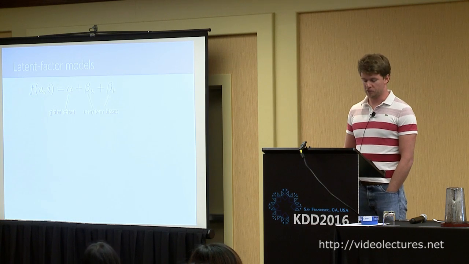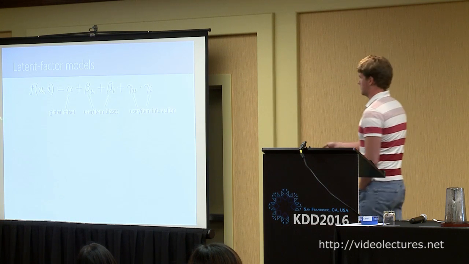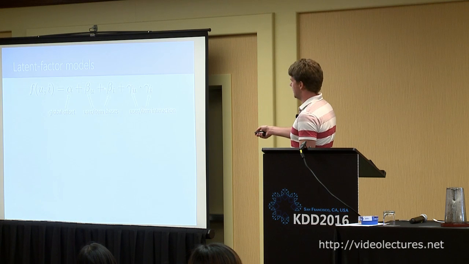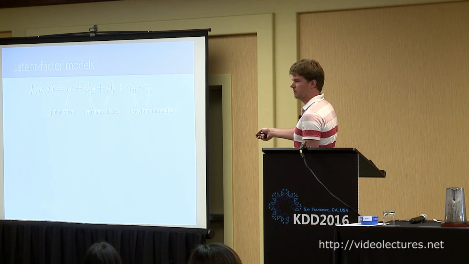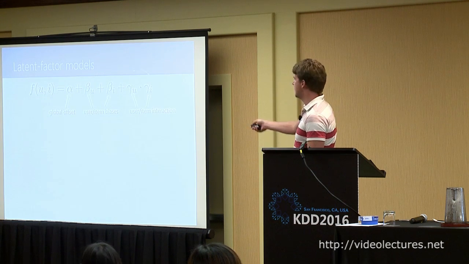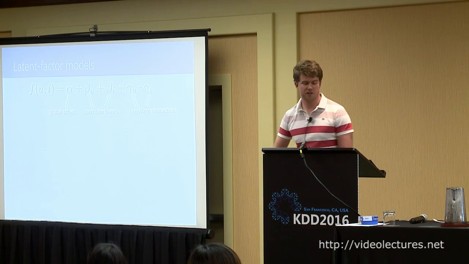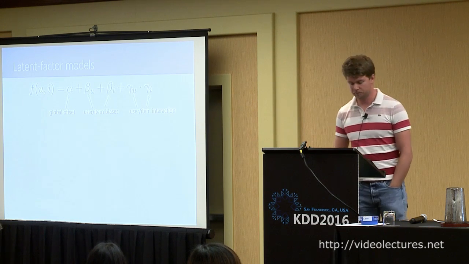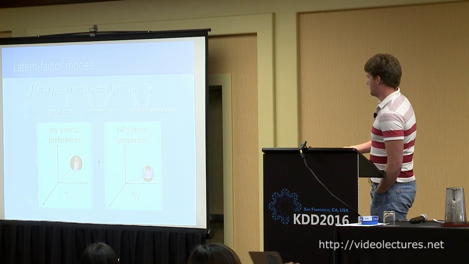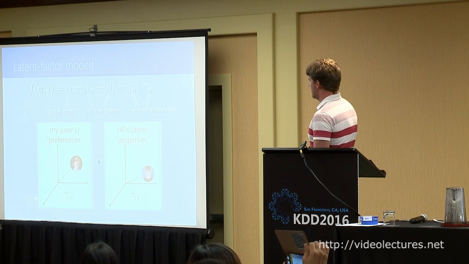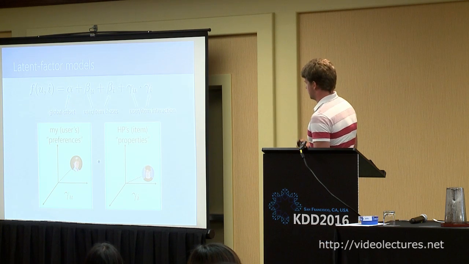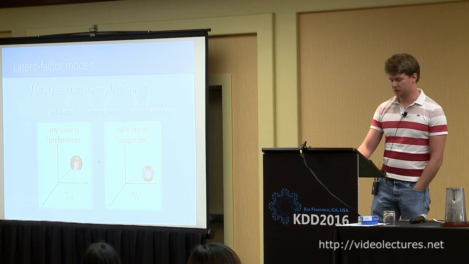So you might get a model which looks something like this, where you've got some global offset, some user and item biases, which maybe say what's the user's activity level or the item's popularity level, and then these low-rank factors that say how compatible is the user with the item. Okay, so this is the really important part of the model, because it's these low-rank factors that actually describe the user's preferences and the item's properties.